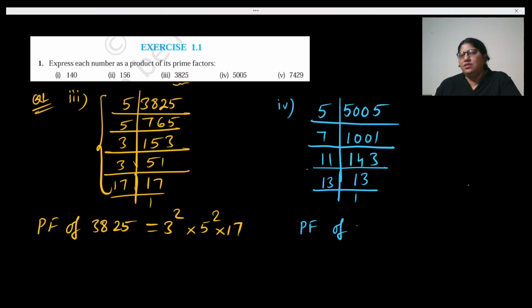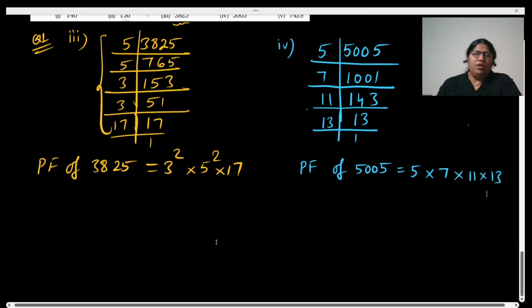So prime factorization of 5005 will be 5 to the power 1 times 7 to the power 1 times 11 times 13. Here every factor is coming one time only, right? Now let us see the last bit also.